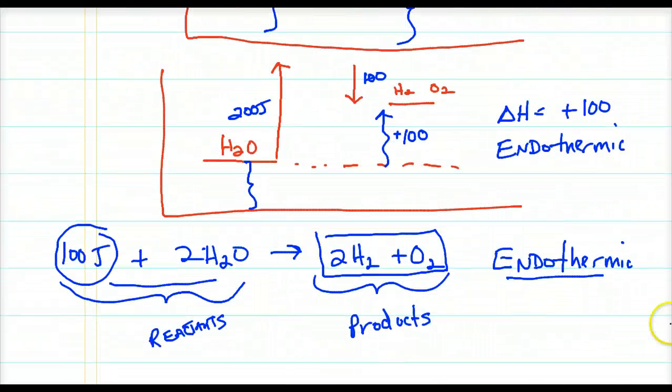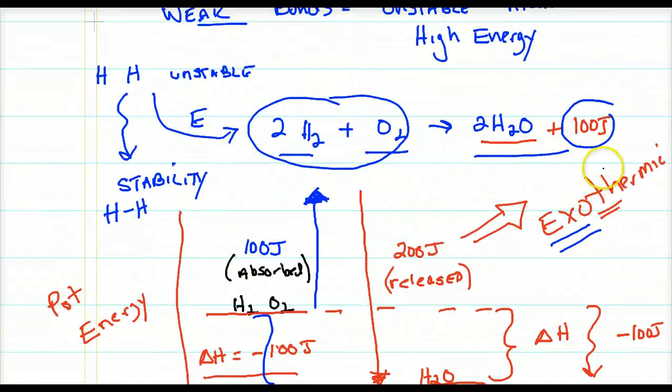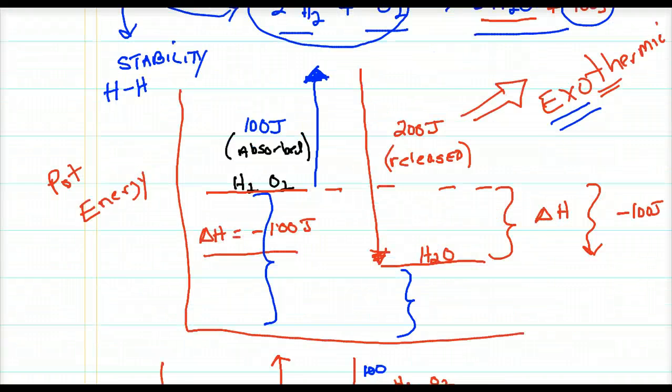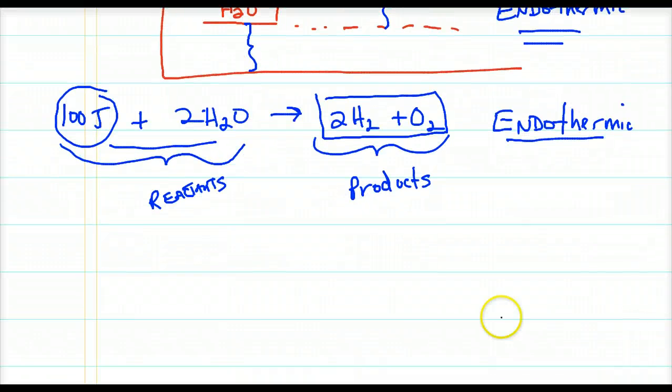Endothermic means energy is being consumed, taken in, or absorbed. Notice it's on the reactant side. The reactants need it. Exothermic, again, I can't say it enough, energy is being produced. Now, chemical reactions are not the only processes that use this heat flow.